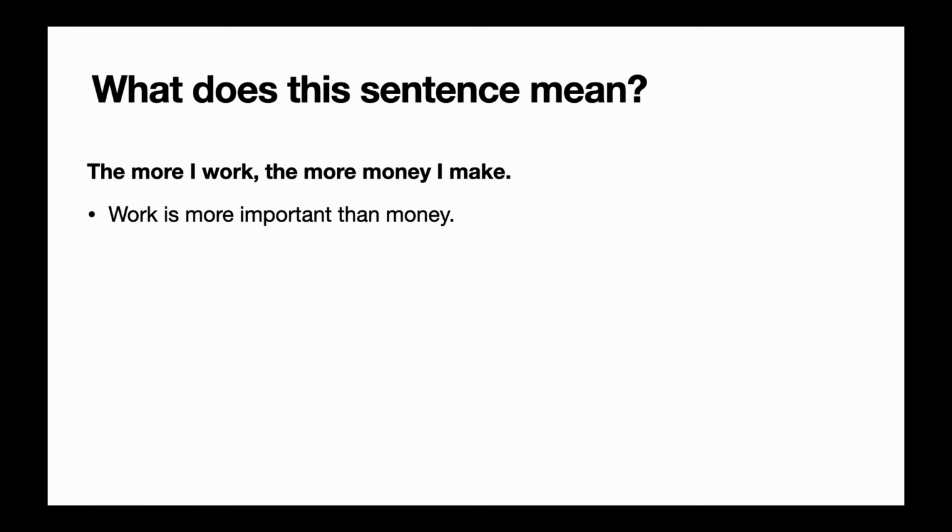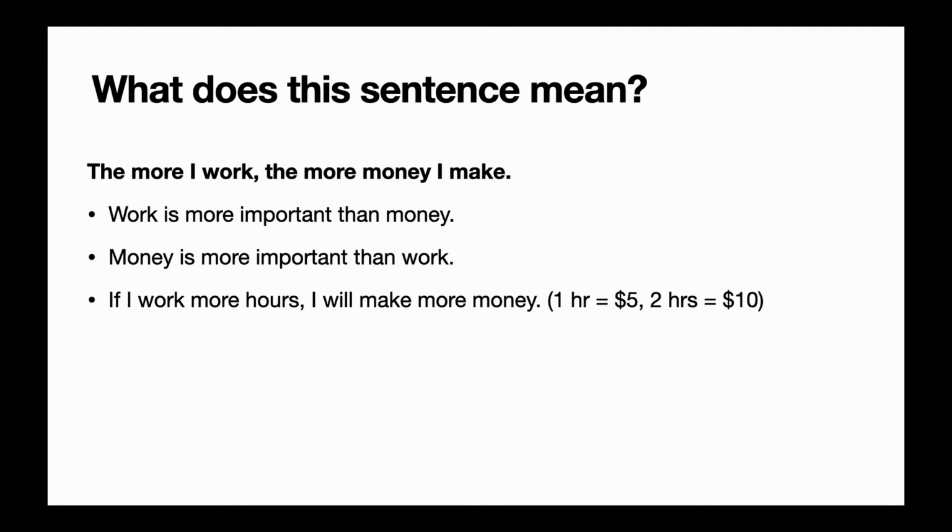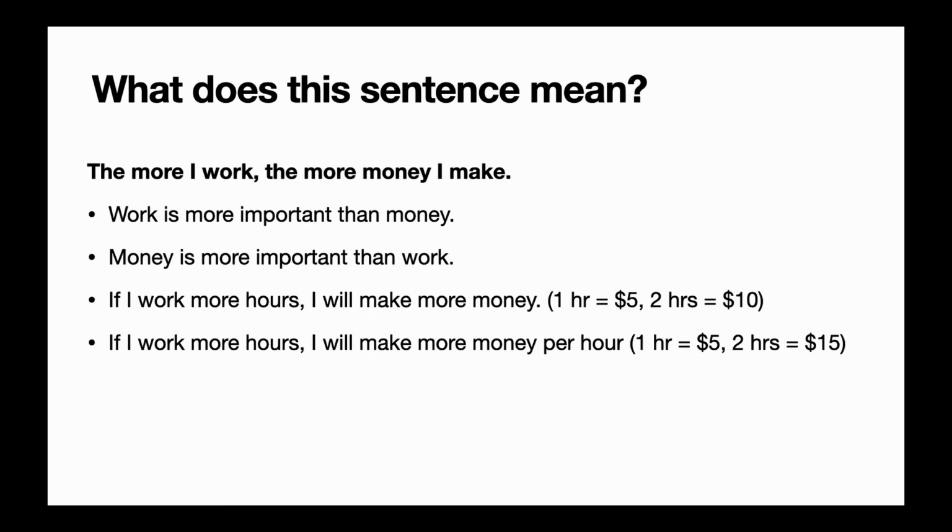Does it mean work is more important than money? Money is more important than work? If I work more hours, I will make more money. Like 1 hour, I'll make $5, 2 hours, I'll make $10. Or if I work more hours, I will make more money per hour, like $5 the first hour and then $15 the second hour. Here, we can choose 2 of them. We can say both the third and fourth answers could work.